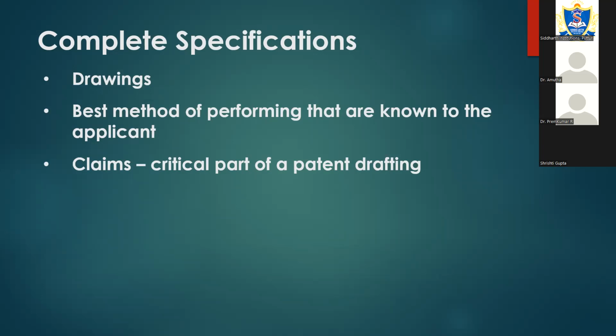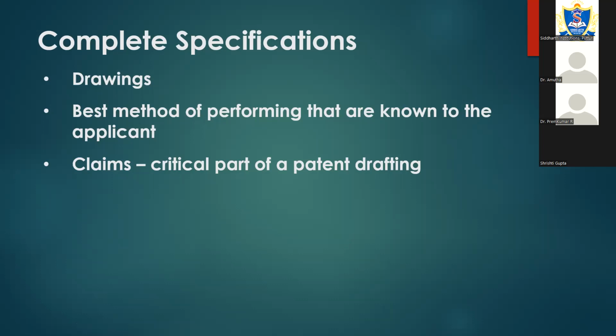For example, if it is 1 centimeter by 2 centimeter, then the invention can be 10 centimeter by 20 centimeter. So that aspect ratio you have to maintain. The engineering drawing should be available there. No photographs are allowed. Engineering drawings should be included there. And the next one is the best method of performing.